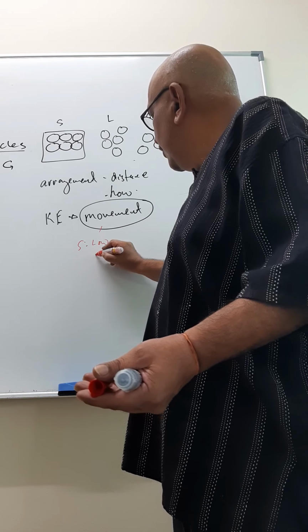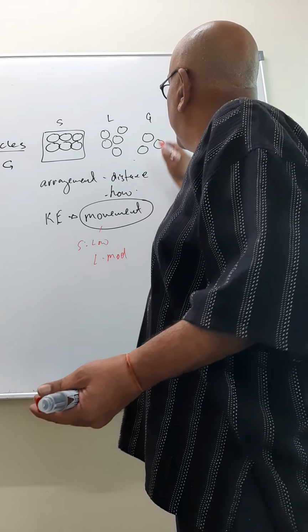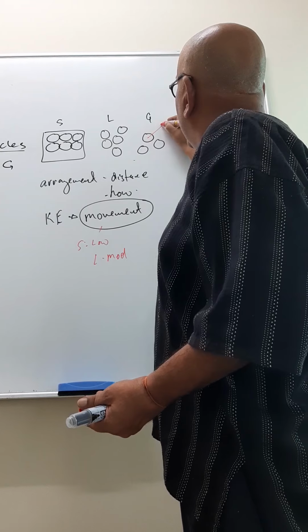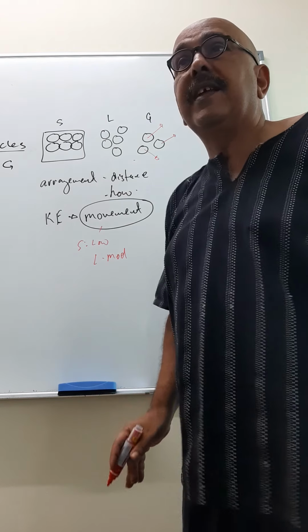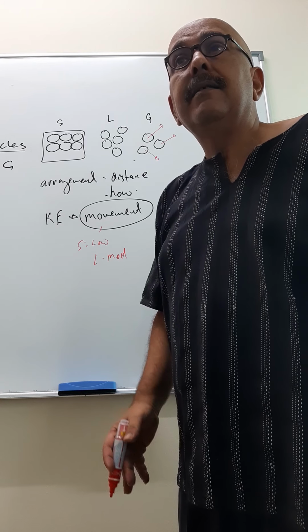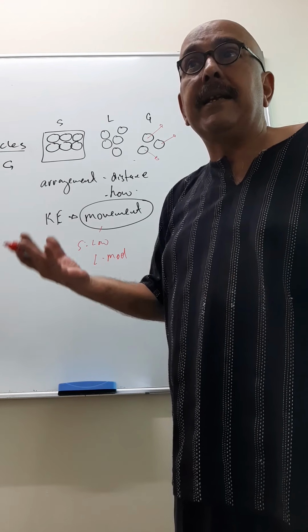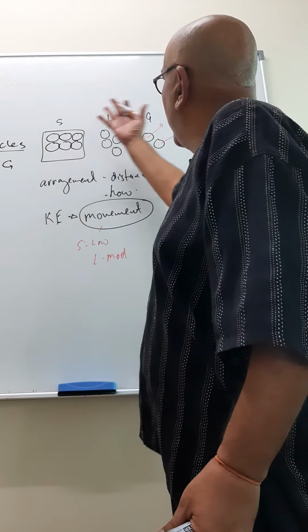Moderate. Okay, so for liquids it's moderate, and then for gases, we know we always draw gases with these really long arrows on them, which means they're moving at high speeds. High speeds and random. Like that. So that's what they want to know.